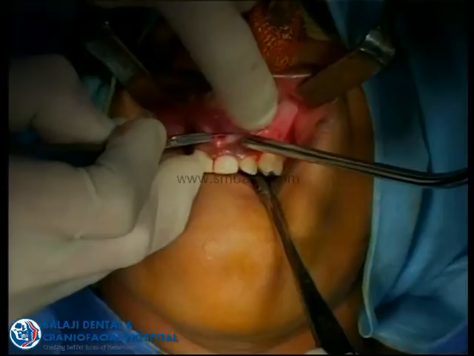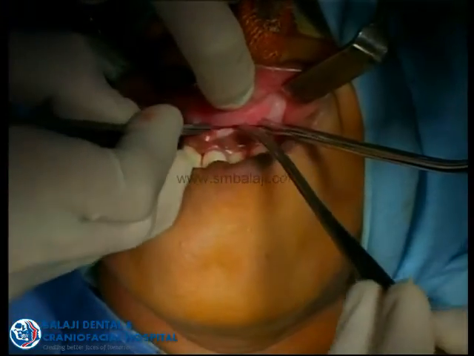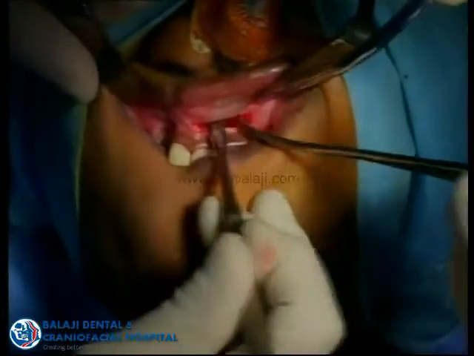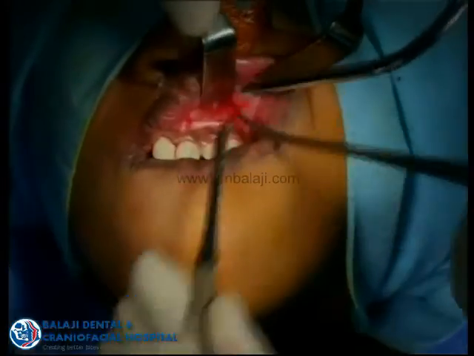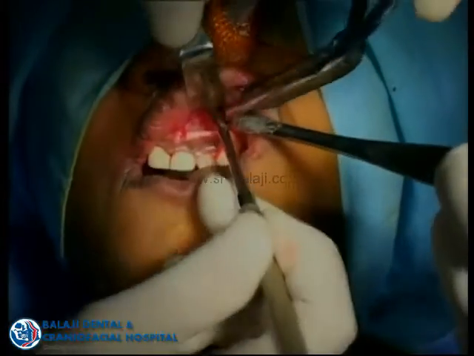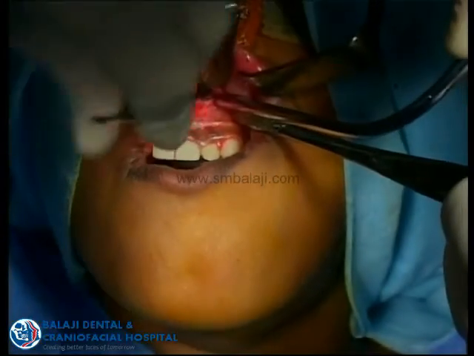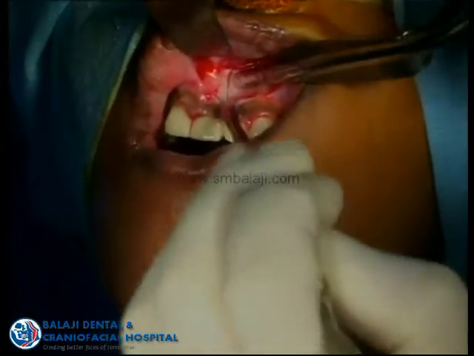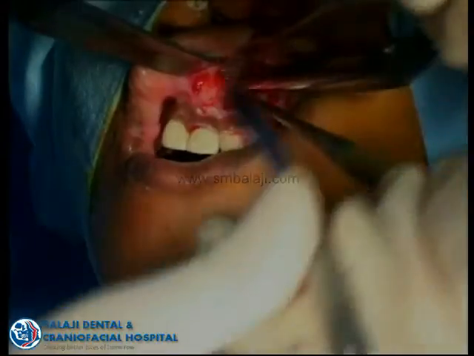You can see me making the vestibular incision, then reflecting the mucoperiosteum, and now a bone cut is necessary between the left lateral incisor and the canine, and there should be a superior cut above the apices of the tooth, minimum 6 mm above the apices. You can see there, I am using this saw. A bone cut is made between the central and the lateral incisor.